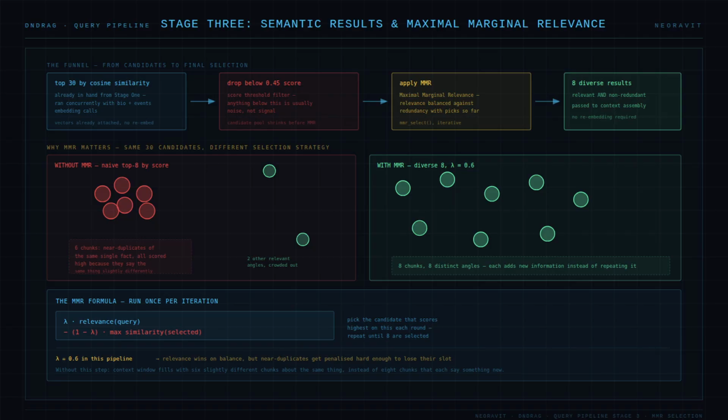MMR is the key insight here. Instead of just taking the 8 most relevant chunks, you iteratively pick the chunk that maximizes relevance to the question while minimizing redundancy with what you've already selected. The lambda parameter controls the trade-off. Without this, your context window fills up with 6 slightly different chunks about the same thing.